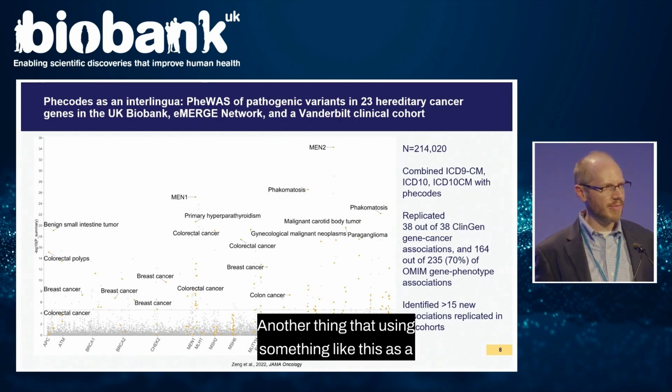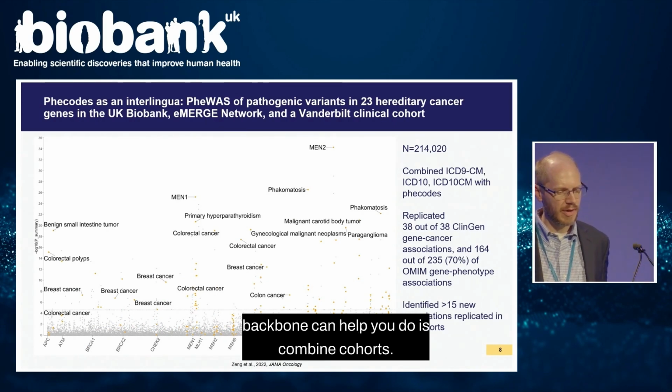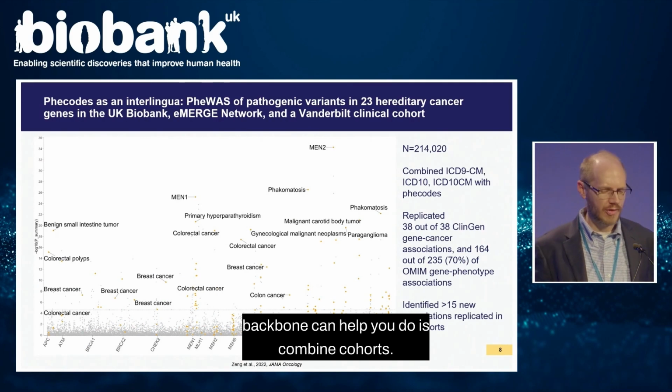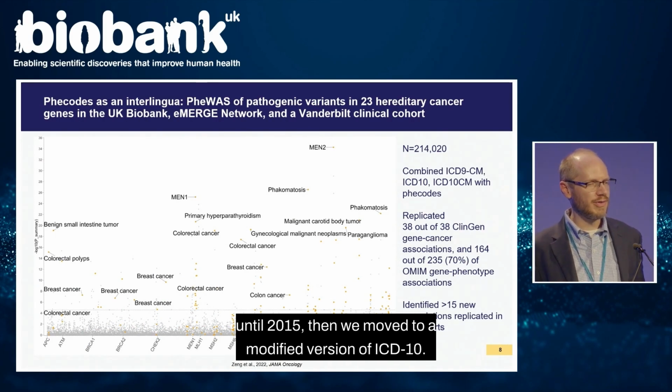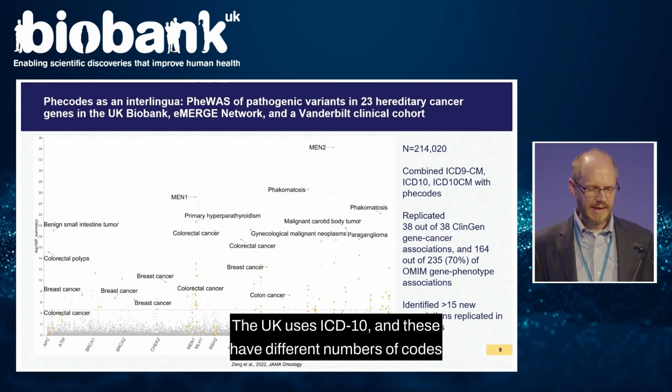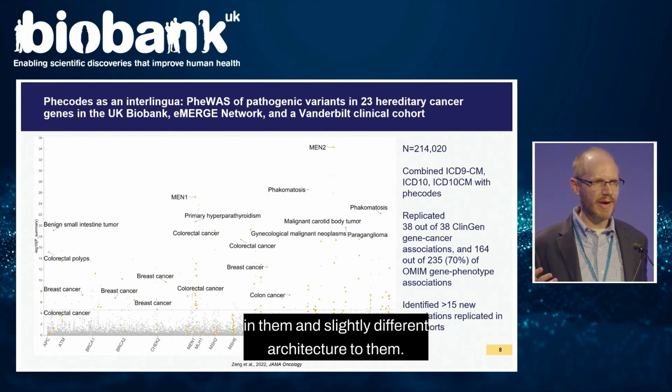Another thing that using something like this as a backbone can help you do is combine cohorts. So in the US, we used a modified version of ICD-9 until 2015. Then we moved to a modified version of ICD-10. The UK uses ICD-10. And these have different numbers of codes in them and slightly different architecture to them.